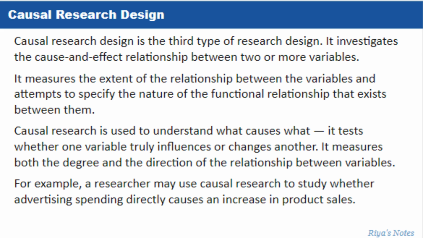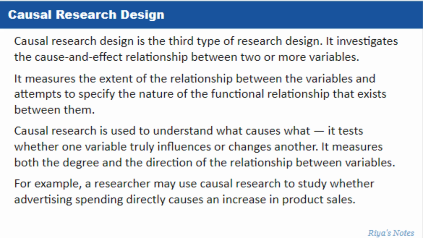Causal research design. Causal research design is the third type of research design. It investigates the cause and effect relationship between two or more variables. It measures the extent of the relationship between the variables and attempts to specify the nature of the functional relationship that exists between them. Causal research is used to understand what causes what.